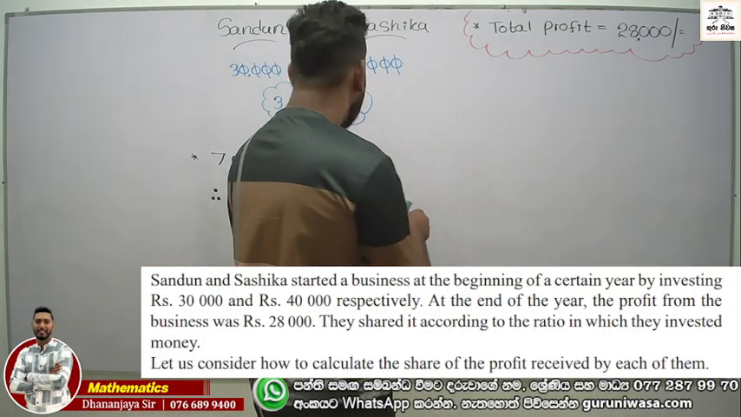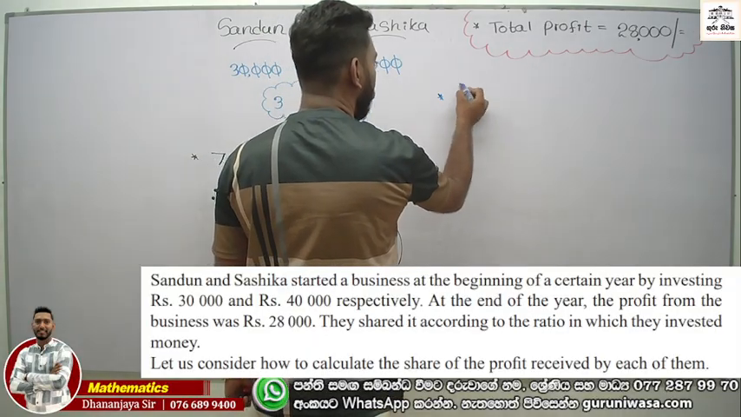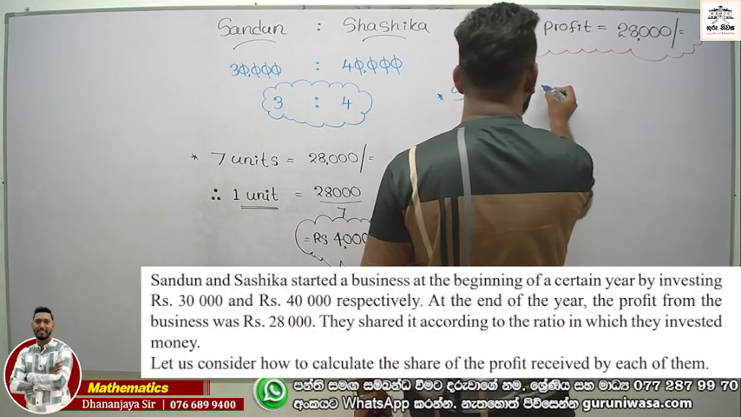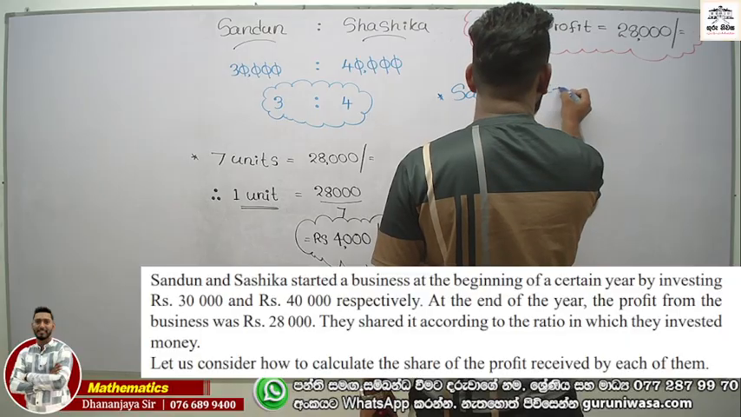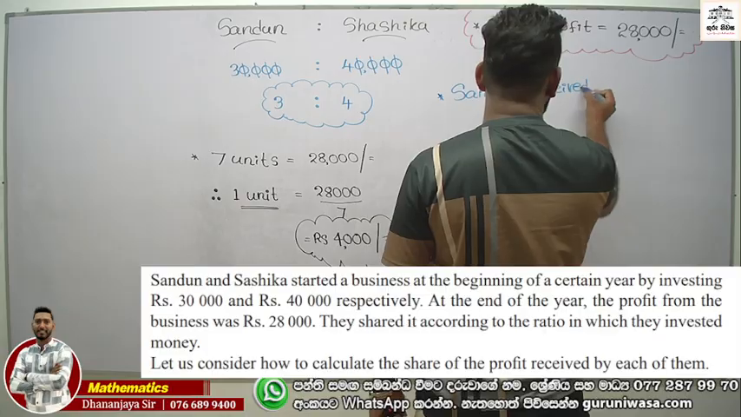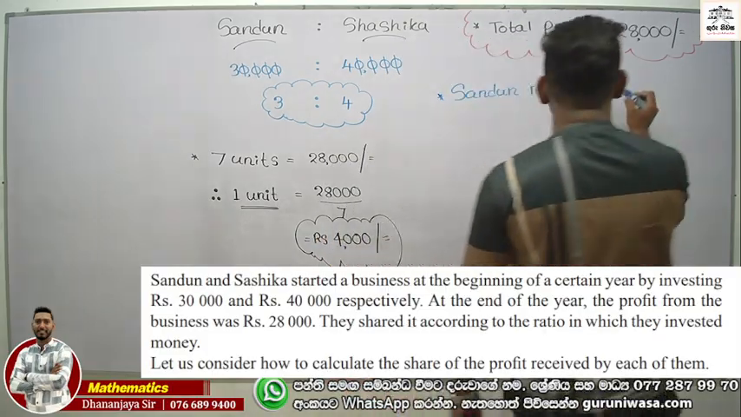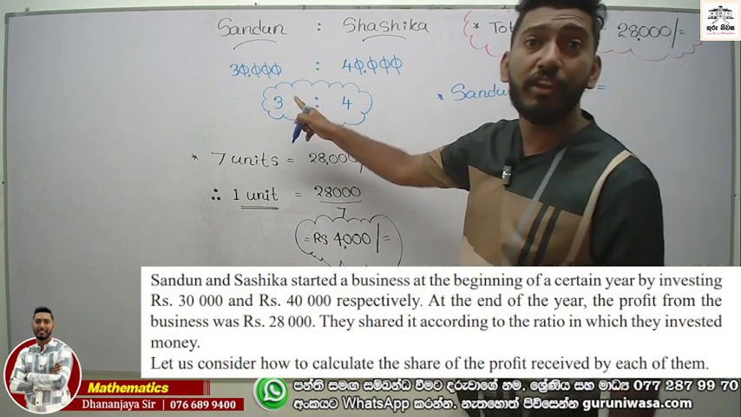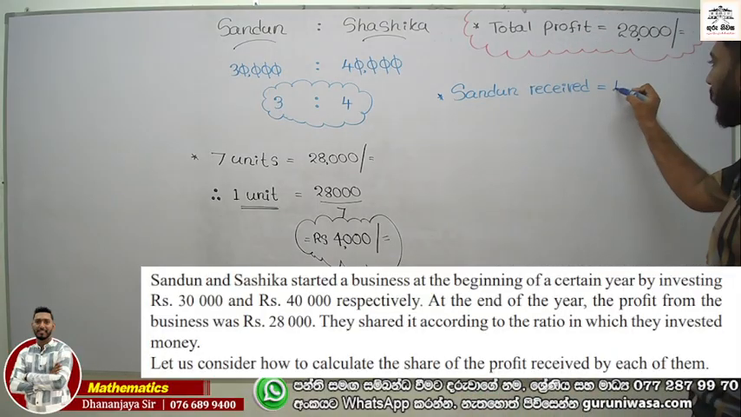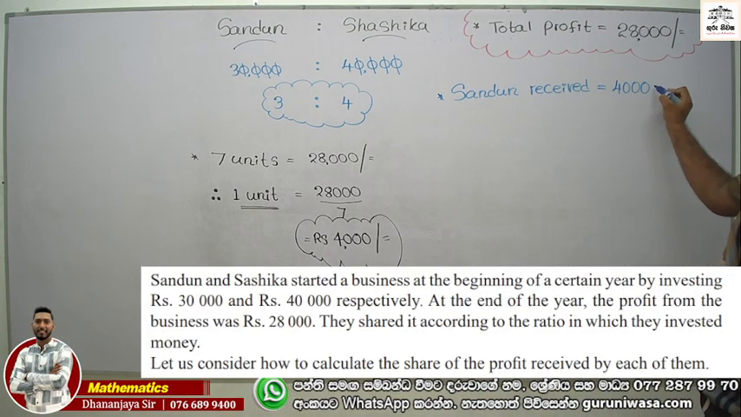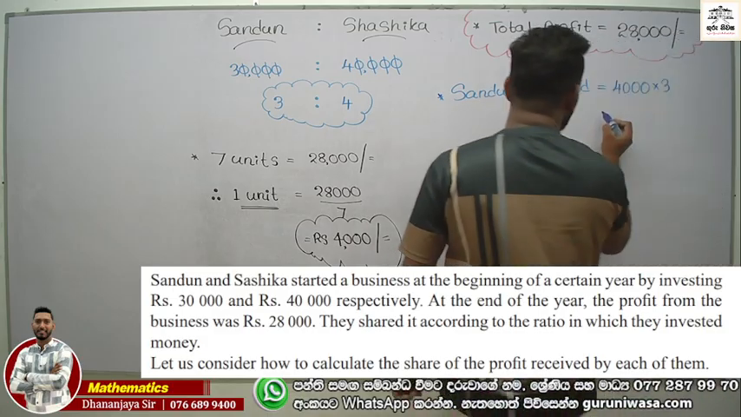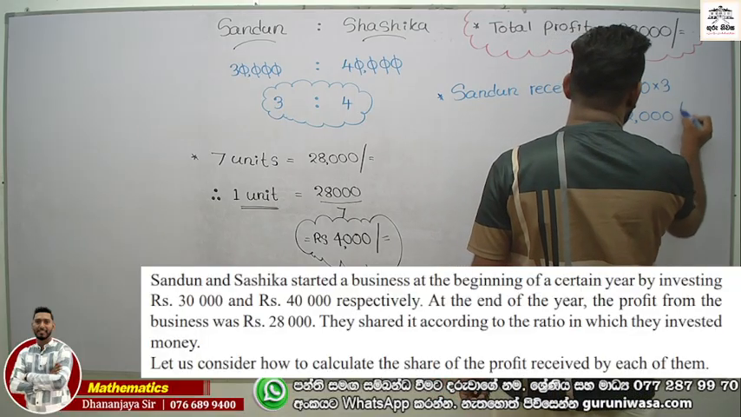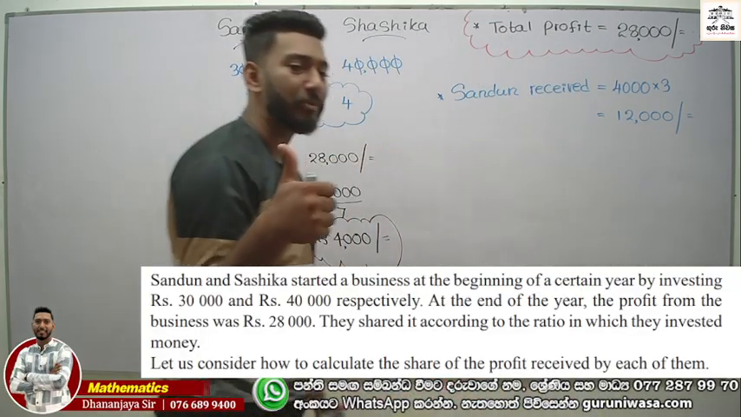Now, tell me, how much did Sandun receive? 1 unit is 4,000. Therefore, he received 3 units. Then you can multiply 4,000 by 3. Then the answer becomes 12,000 rupees. Got it? Did everyone understand that?